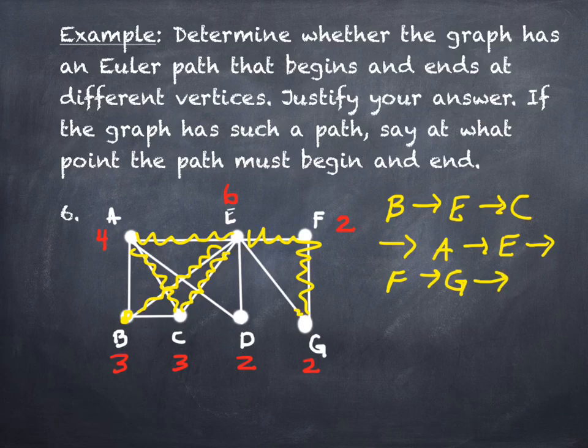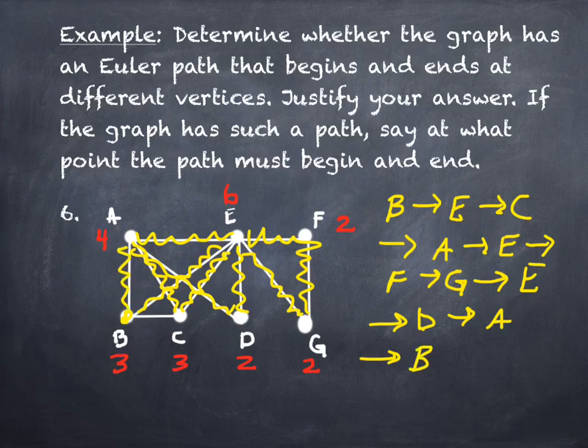After G, back to E. After E, that will take me to D. And then D will go to A. A will go to B, and then B will go to C. So I created an Euler path. It's not a circuit because it didn't start in the same place, but I didn't cross any edges twice, and I did cross all the edges. Okay?